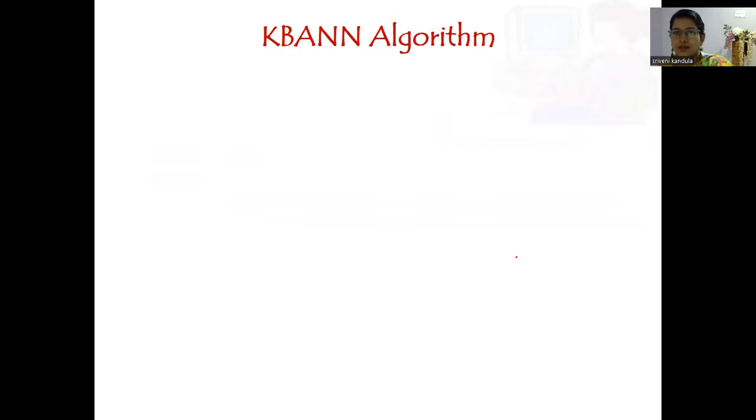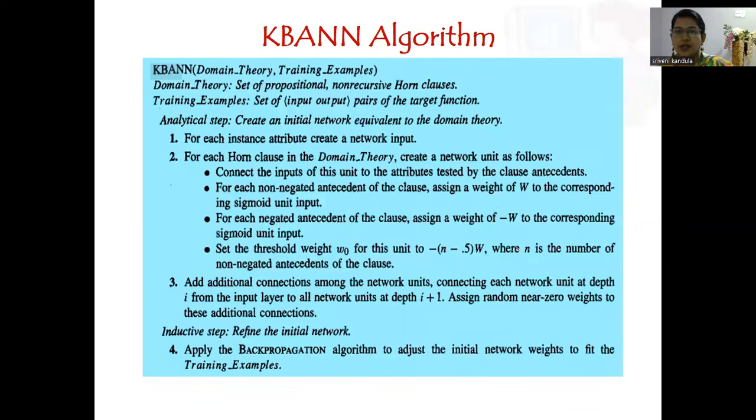Let us come to the KBANN algorithm. In the KBANN algorithm, two arguments will be taken. The first one is the domain theory, and the second one is the set of training examples. These training examples are in the form of input-output pairs. Here steps 1, 2, 3 are the first step, which is the analytical step. The fourth step is the inductive step, which refines the initial network created with the help of the first three steps.